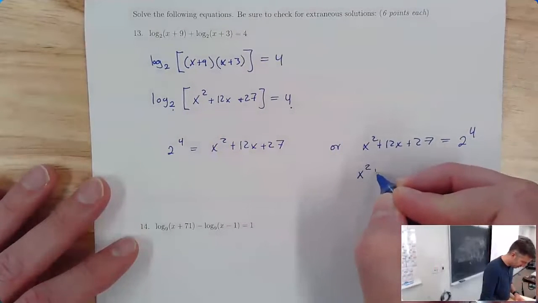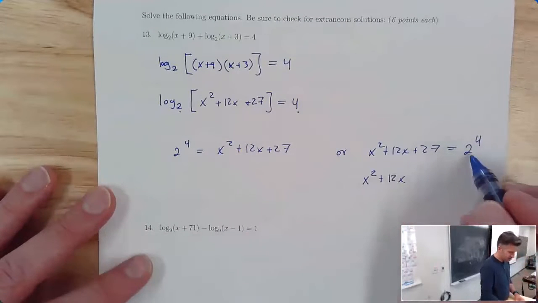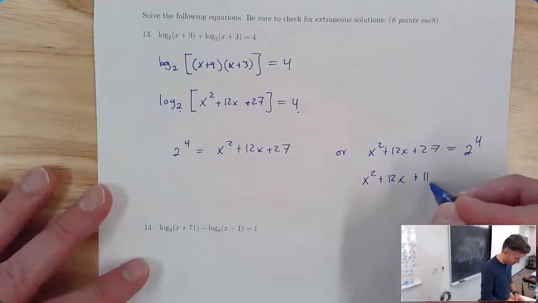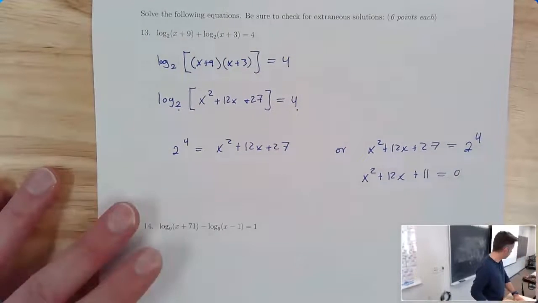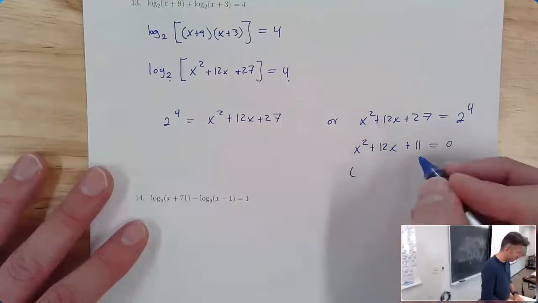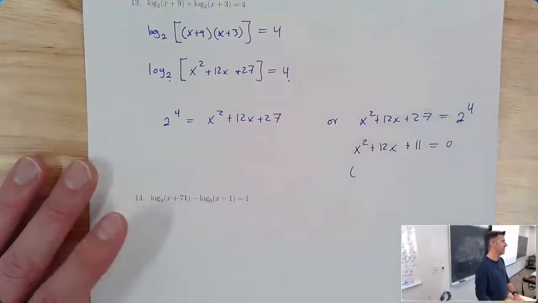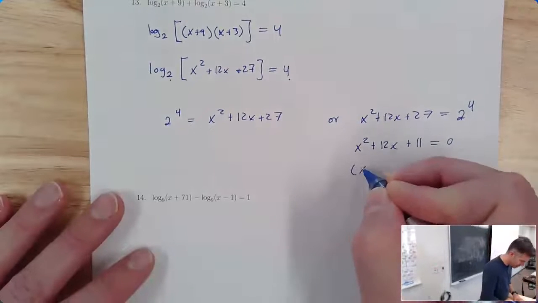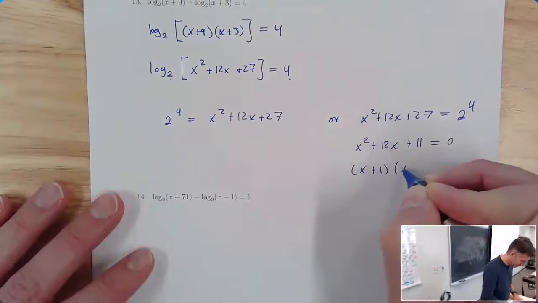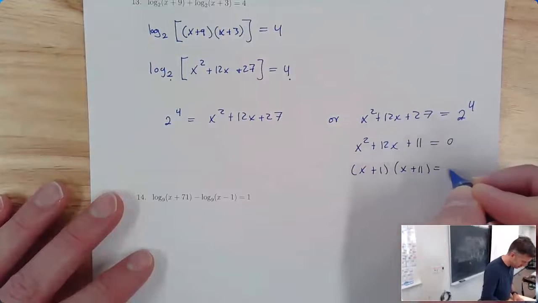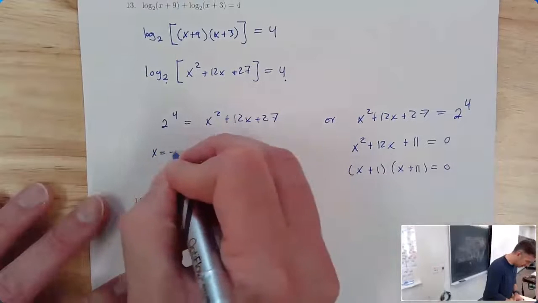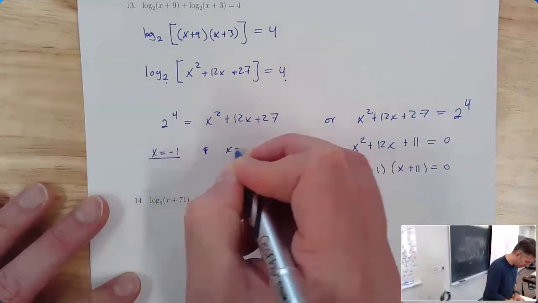So looking at this, I got x squared plus 12x. 2 to the 4th is 16, and 27 minus 16 is 11. And this does factor. Factors as, well, there's only really one way to multiply to 11. That's not totally true. There's 2 ways. 1 times 11 or negative 1 times negative 11. But here it's definitely going to be x plus 1 times x plus 11. So our possible solutions are x equal to negative 1 and x equal to negative 11.